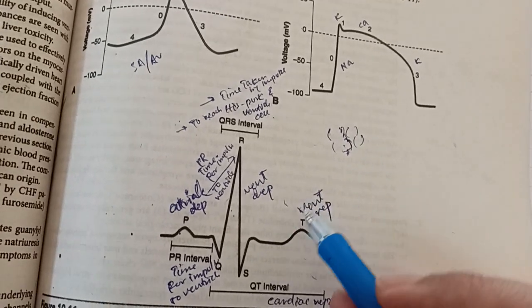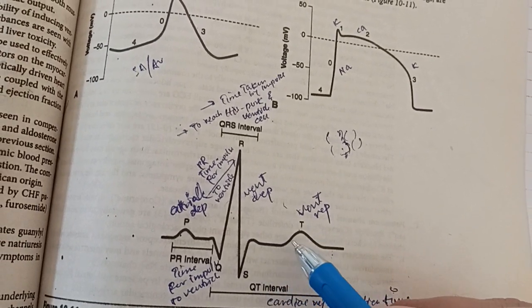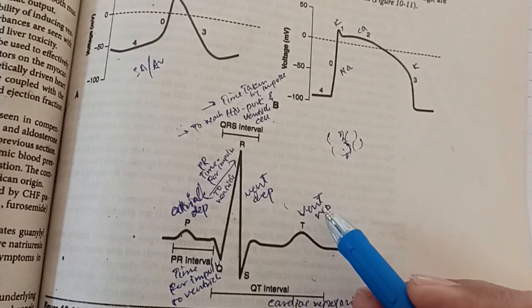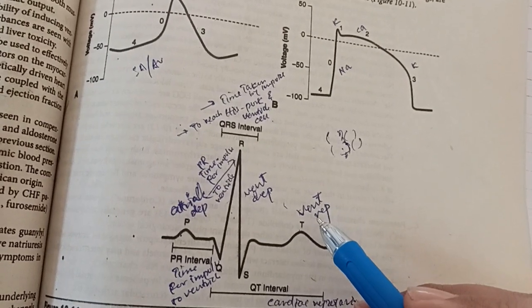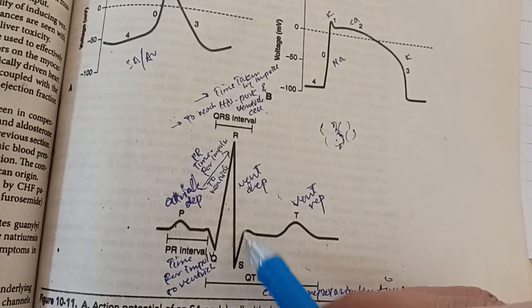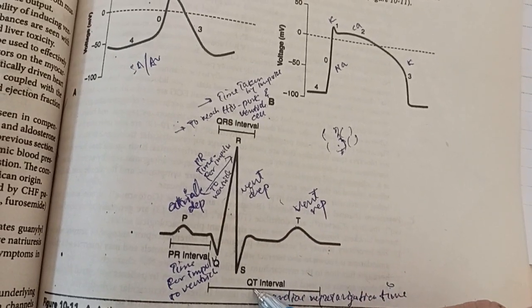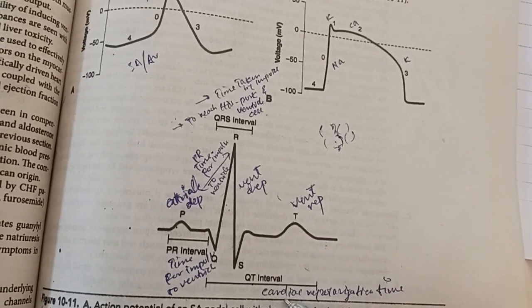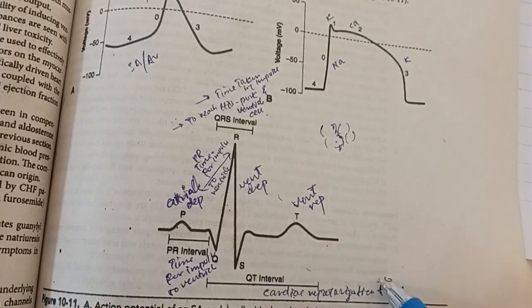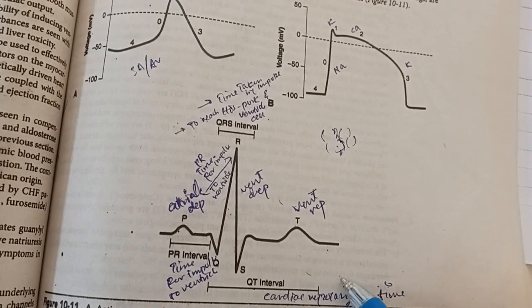Then from the S, a little bit of flat portion starts, then the T wave is there. We know the T wave is the ventricular repolarization, and the distance between the Q and the T is named the QT interval. This interval tells us about the cardiac repolarization time, the time in which cardiac repolarization takes place.